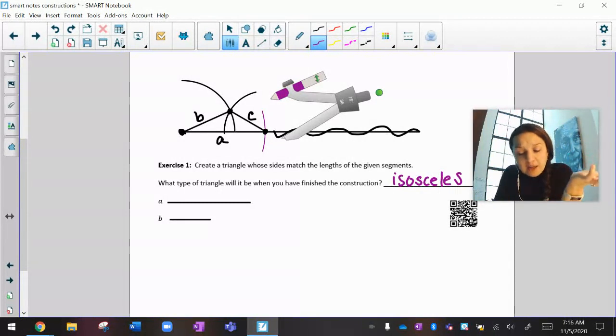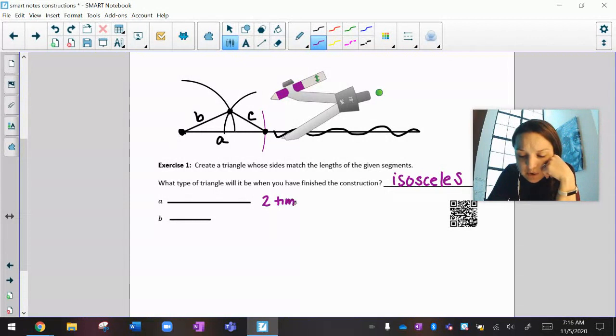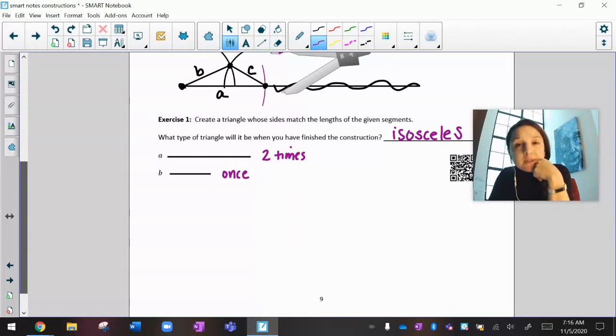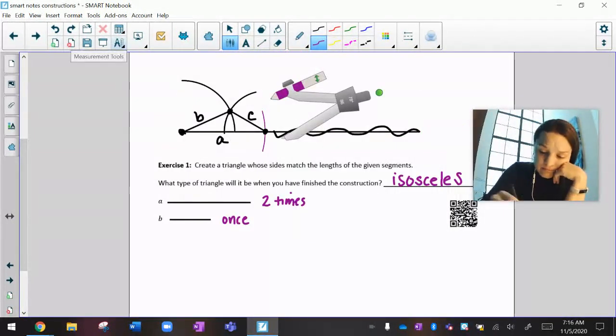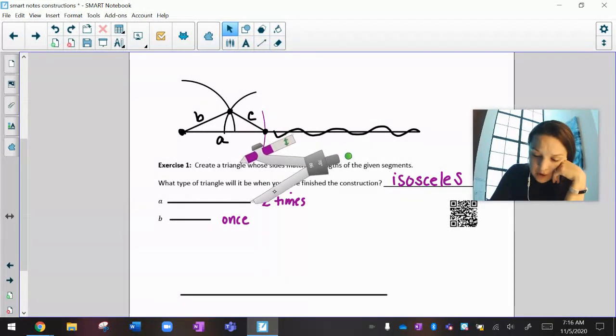And now I didn't tell you which one to use twice. So because I feel like it, I'm going to use the long one twice. So I'm going to use this one 2 times and this one once. All right, let's draw our isosceles triangle. I'm going to draw a line longer than I need. I am going to use my compass to measure A.